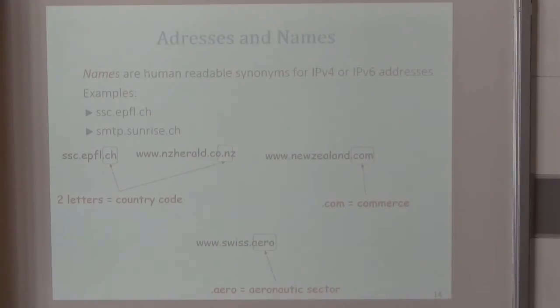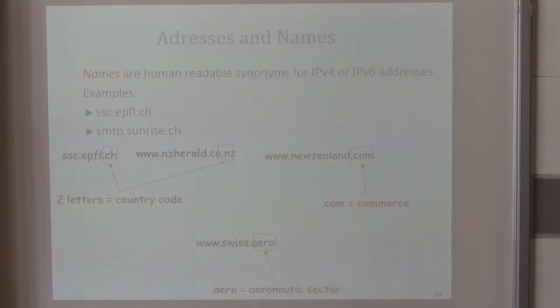Now you're familiar with the naming concept. Unlike addresses, where the most significant thing is at the beginning, in names the most significant thing is at the end. So, for example, two letters at the end, like .ch or .nz, are country codes. They correspond to a country. They are allocated to an authority inside a country that further allocates to whoever wants them.